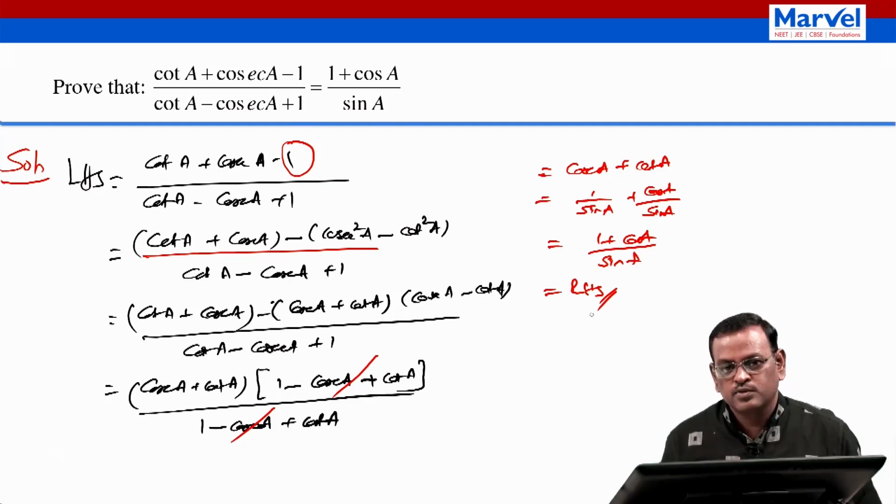That identity is cosecant square A minus cot square A. But this is a direct sum, whereas the previous problem is an indirect sum. First change into the standard identity and then apply the concept. Okay.